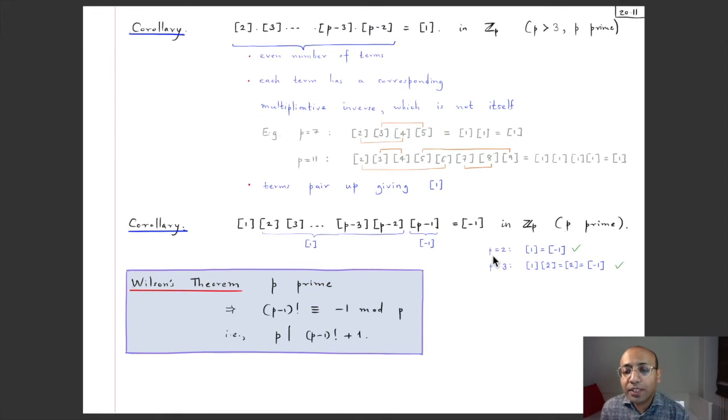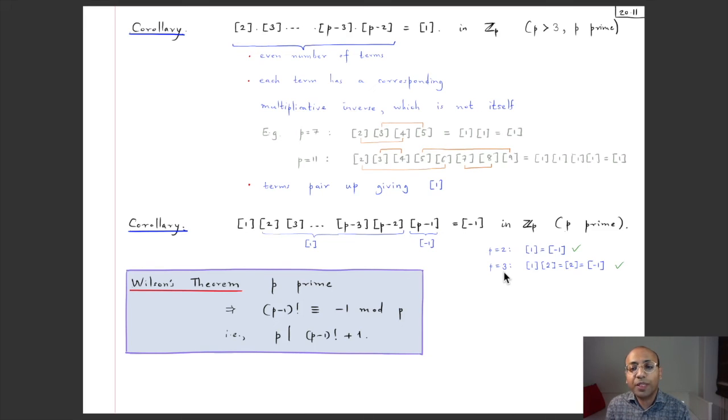So let us first get rid of the cases when p is equal to 2 and when p is equal to 3. Well, when p is equal to 2, p minus 1 is equal to 2 minus 1, which is 1. And so this product just collapses to 1. And that we want to show is equal to the equivalence class containing minus 1 in Z_2. So is that true? Well, in order to prove this, we need to check that 1 is congruent to minus 1 mod 2. In other words, 2 should divide 1 minus minus 1. Well, 1 minus minus 1 is of course 2, and 2 does divide 2. So these two are indeed equal. So when p is equal to 2, this is indeed true.